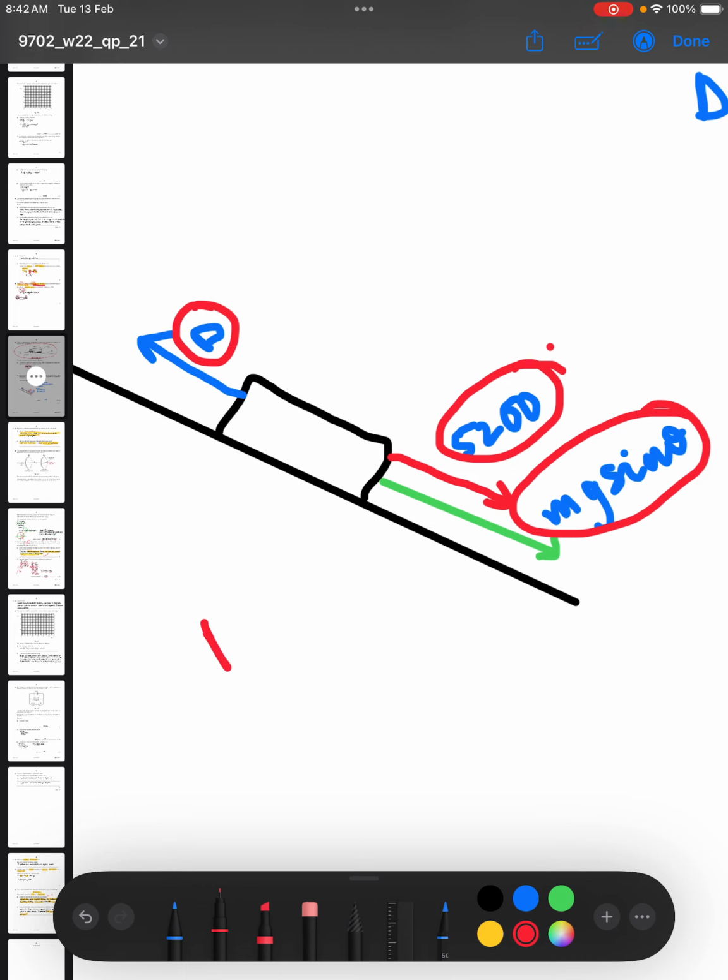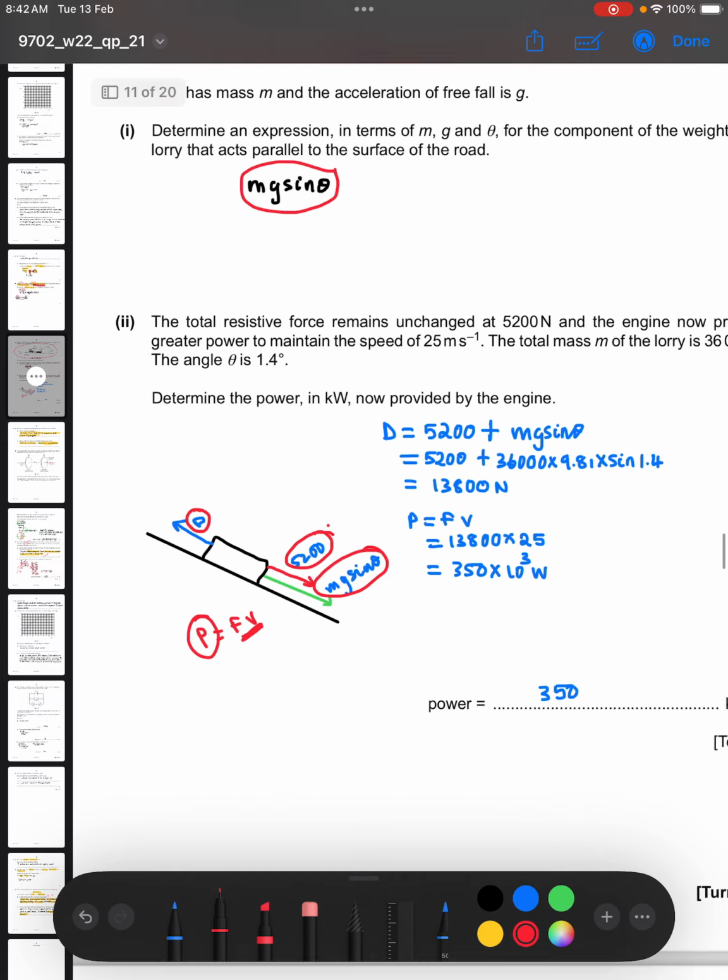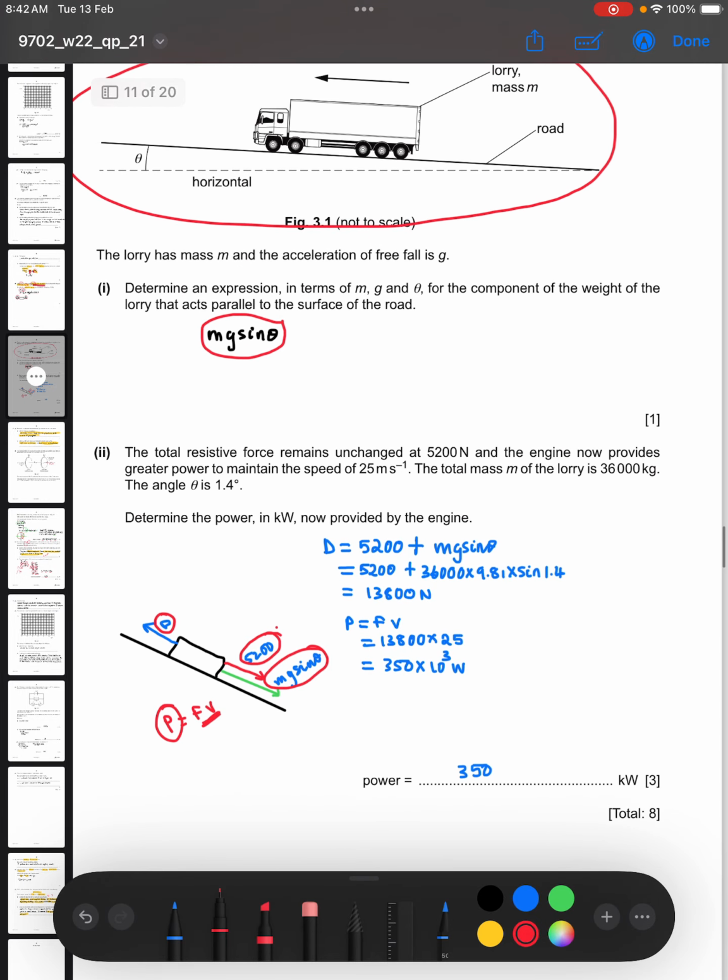But if the drive force increases, then the drive force F multiplied by the speed of 25 means that the power will have increased. That's why they say that the engine is now providing a greater power here. The reason is to maintain a speed of 25 meters per second, it must provide a greater power because the backward forces are now more.